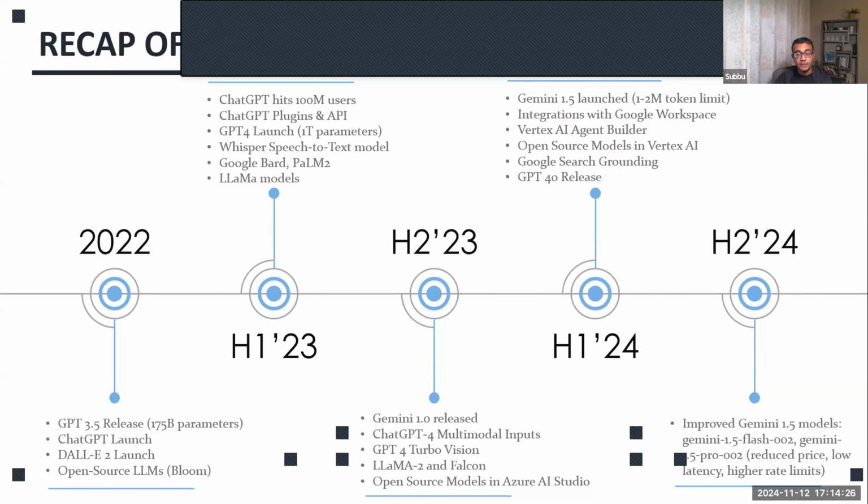The benefits of this Gemini 1.5 model are that it has reduced price. It's almost 50% cheaper than the Azure OpenAI models, and it has low latency and higher rate limits as well. And also the token limit, which I mentioned, and the Google Search grounding. All of these are innovative solutions which Google has offered right now.